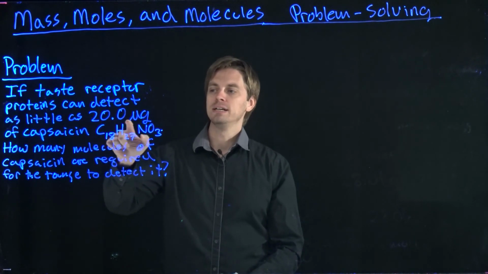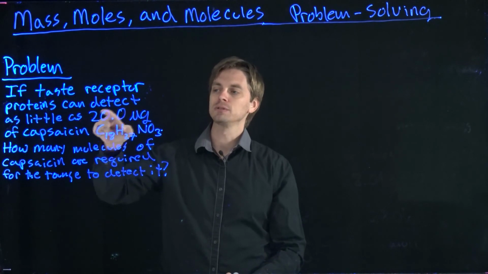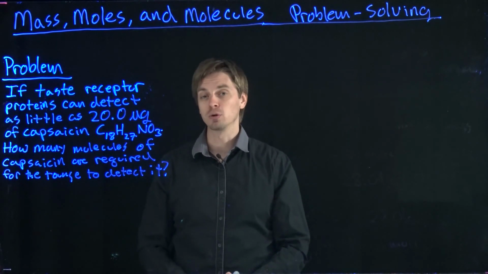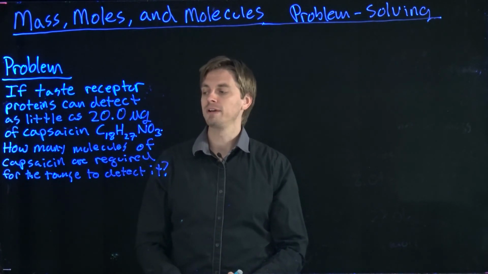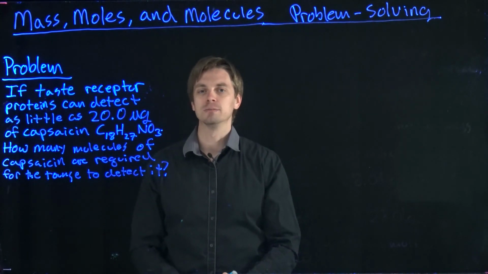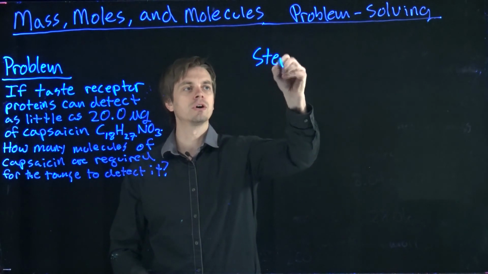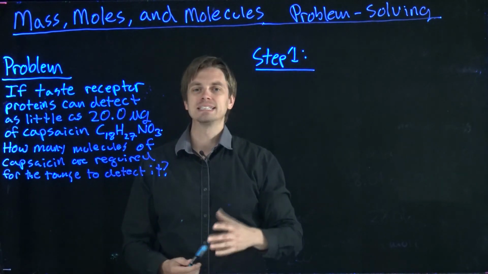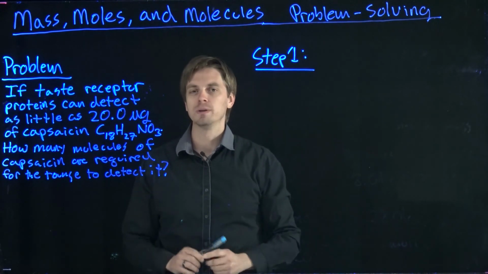So basically, we need to set up a pathway that allows us to start off with a given mass in micrograms and ultimately convert that microgram quantity of capsaicin into the number of individual capsaicin molecules. Proceeding as we did in the previous videos, we're going to start with our initial process of writing out the basic set of unit conversions we're going to need without actually doing the mathematics.